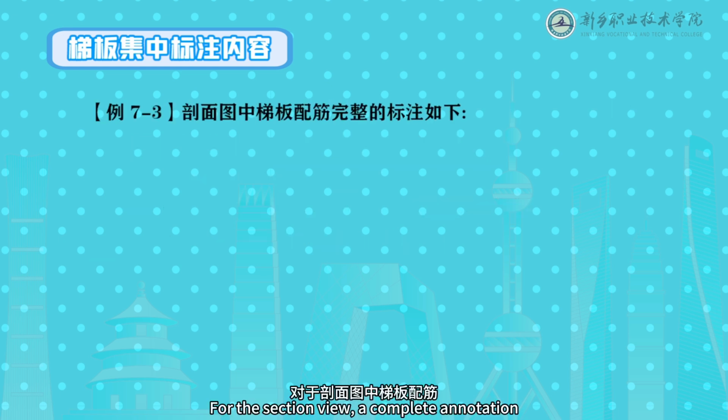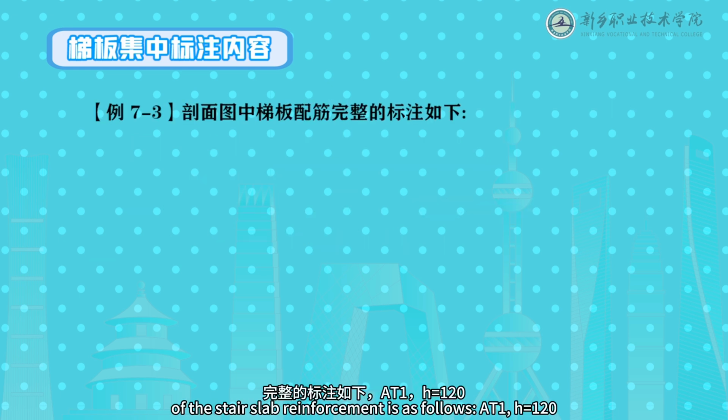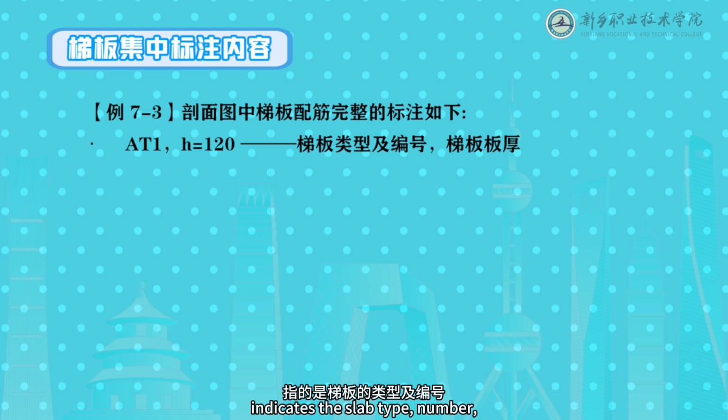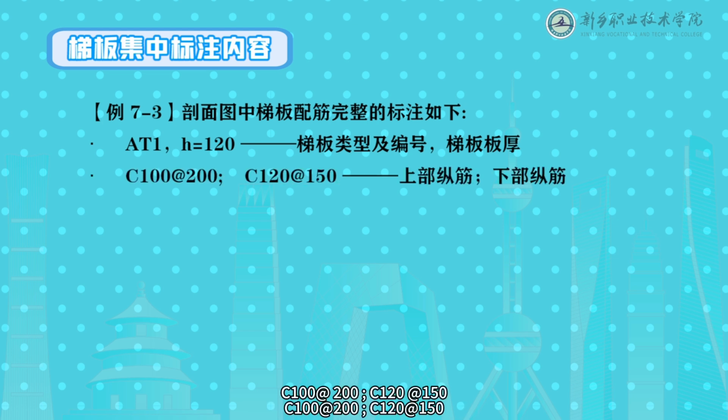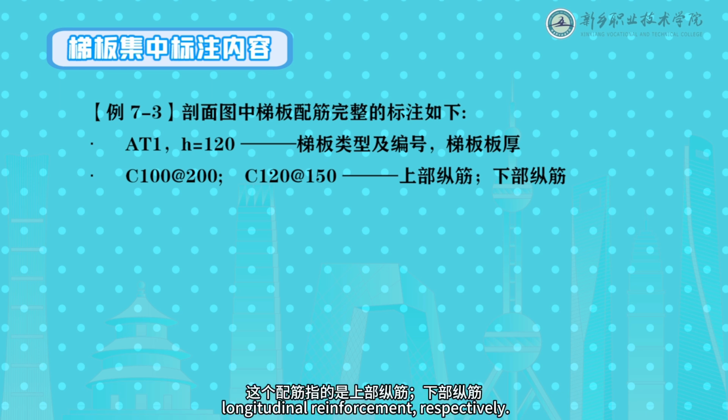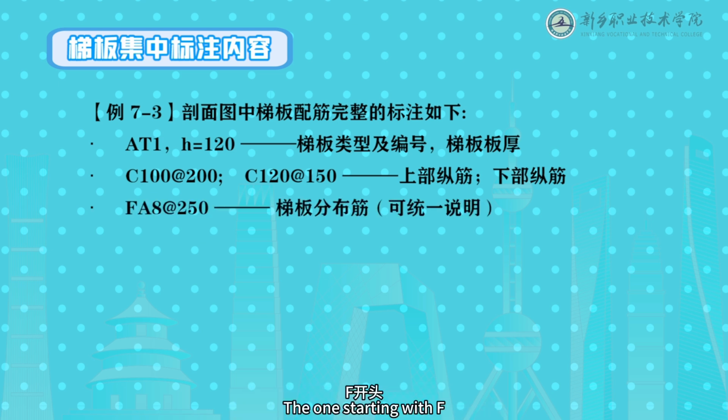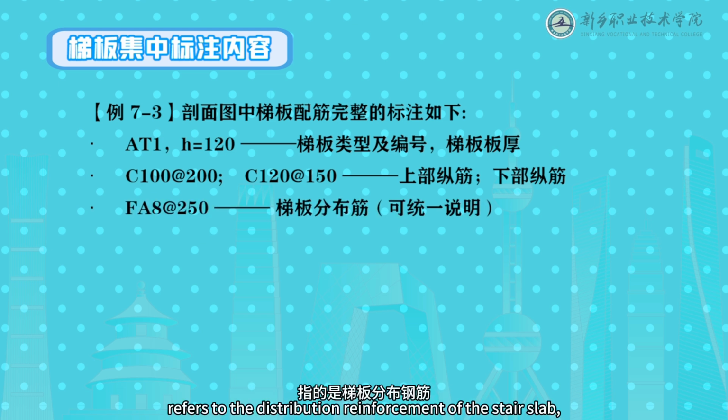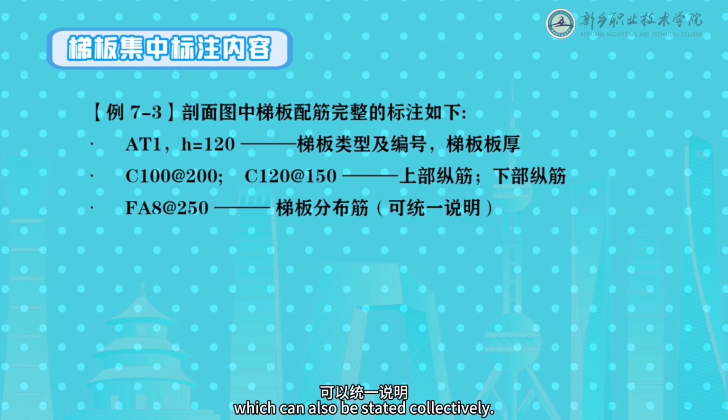For the section view, a complete annotation of the stair slab reinforcement is as follows. At 1, h equals 120 indicates the slab type, number, and thickness. C100 at 200. C120 at 150 represents top and bottom longitudinal reinforcement, respectively. The one starting with F refers to the distribution reinforcement of the stair slab, which can also be stated collectively.